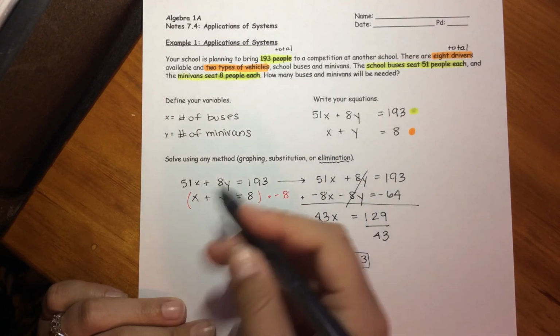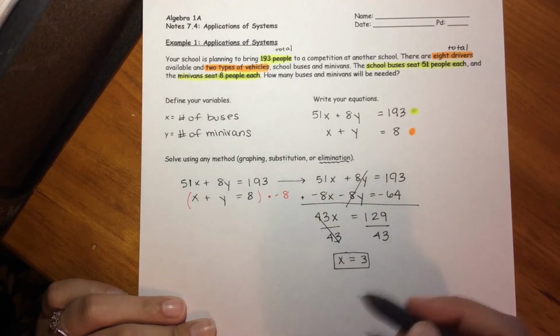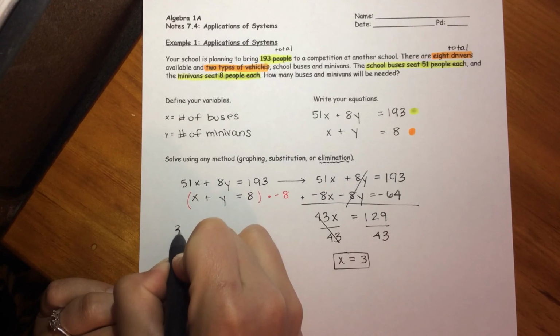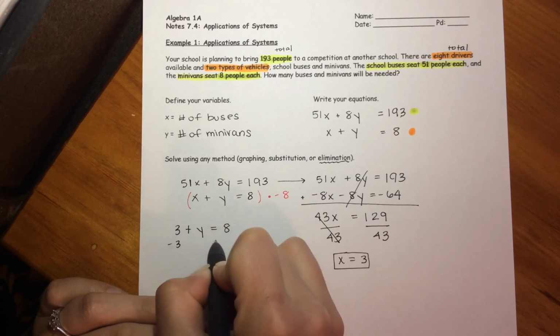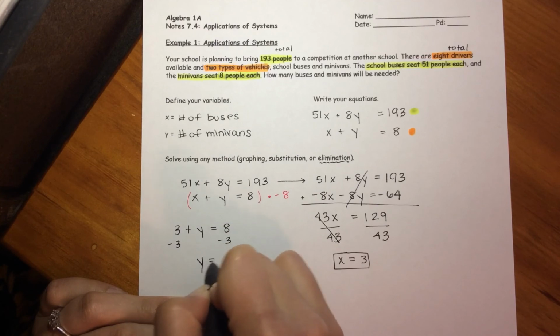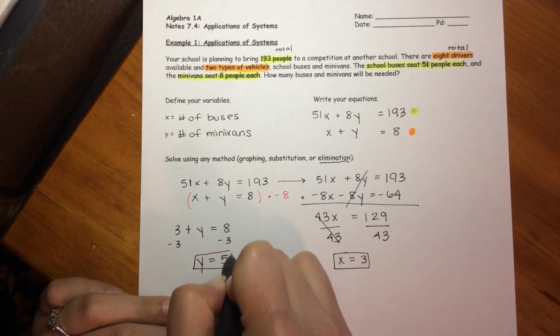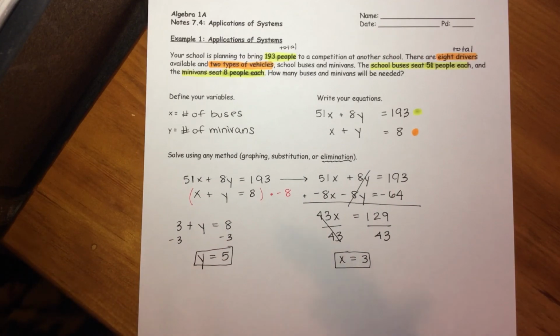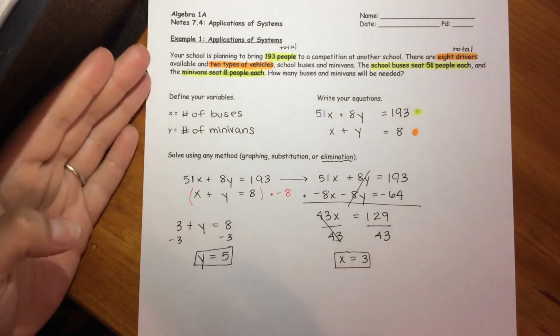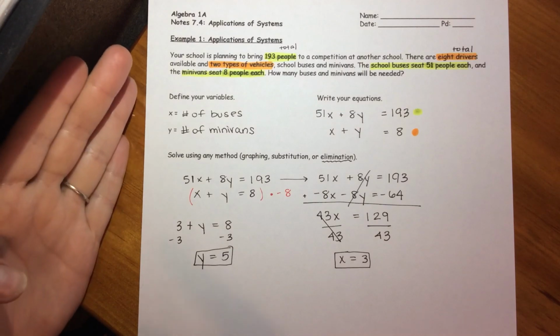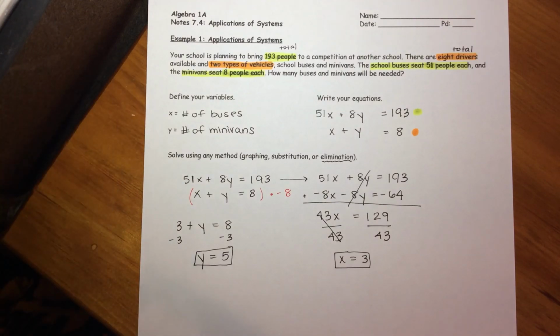Now I need to plug that into one of my original equations and solve for y. So I'm going to plug it into the second equation. So I get 3 plus y equals 8, minus 3 on both sides. y equals 5. Now, the only thing that's different from the way we solved systems before is that we're not writing our answer as a coordinate pair. We want to define our answer in terms of the problem. So we want to use our keywords and our variable definitions to write our solution.